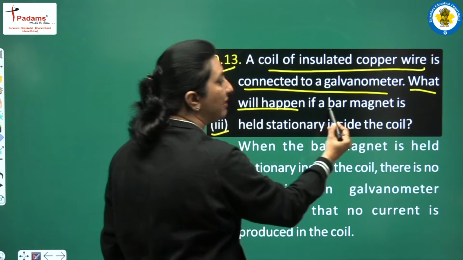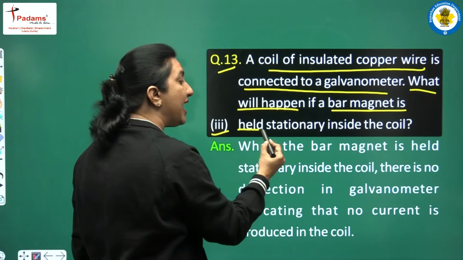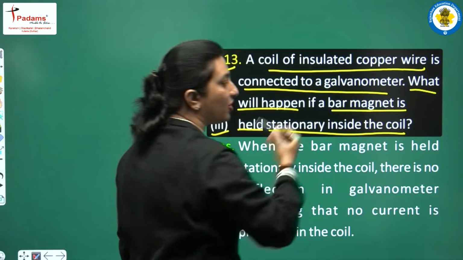What will happen if a bar magnet is held stationary inside the coil?